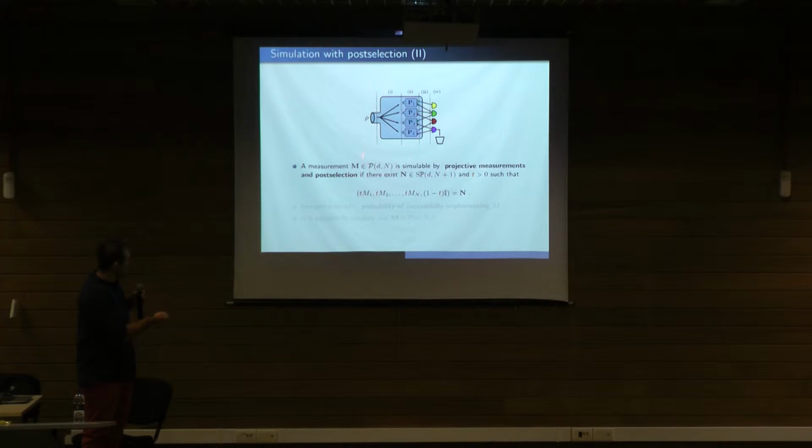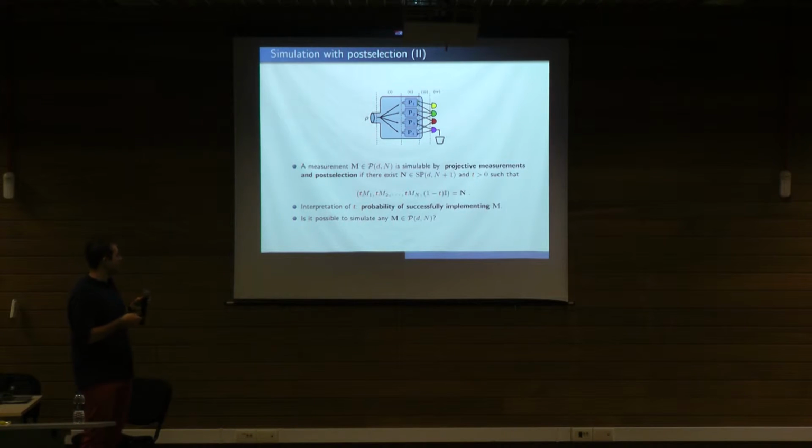Okay, you can define it in an operational way, but it turns out to be equivalent to the following formula. For a measurement m, there should be a scalar t such that such a noisy measurement equals n, and n is projective simulable. So what it means is that this measurement n, when you post-select upon not observing the last outcome, is exactly the measurement m that you wanted to implement. So t has the interpretation of the success probability of implementing this measurement.